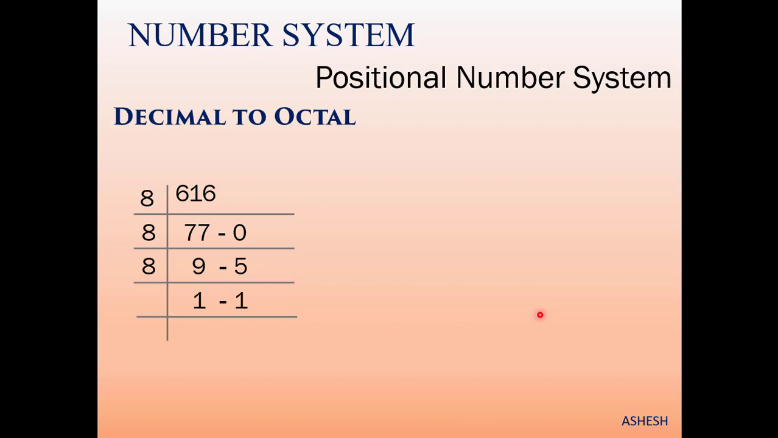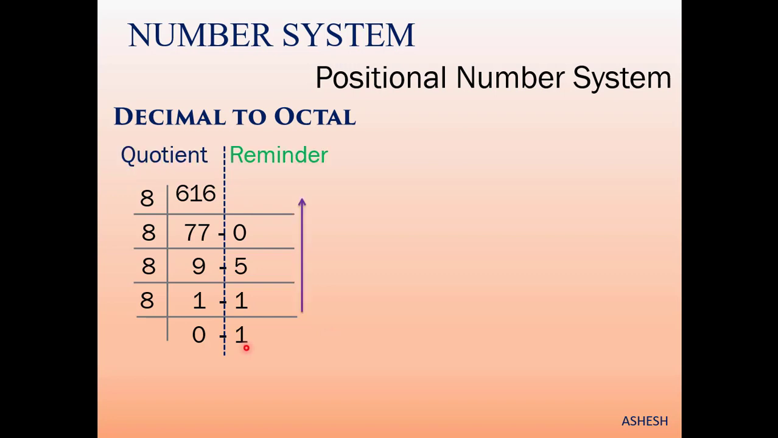Similarly, as before, we'll divide that 1 by 8. But that 1 is less than 8, so there is no quotient. That 1 will be the remainder. The quotients are 77, 9, 1, and the remainders are 0, 5, 1, 1. So our answer will be 1, 1, 5, 0. Decimal number 616 equal to octal number 1150.